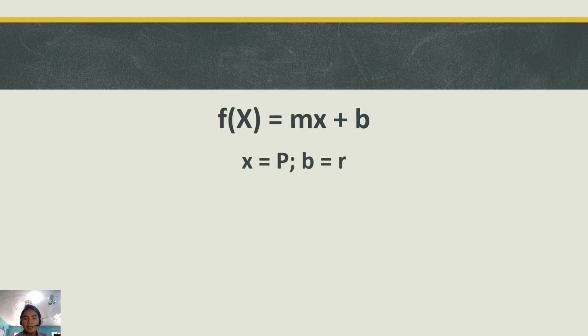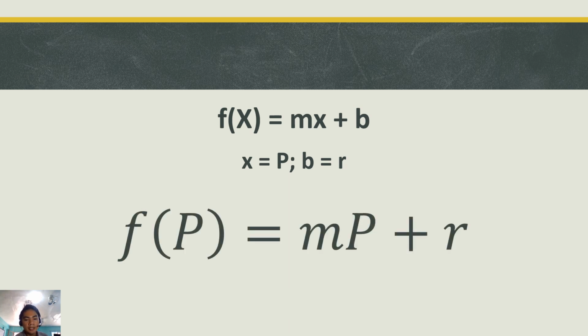However, all we need is a function that will satisfy those conditions. There are many possible functions, but the simplest that would satisfy all the points is a linear function. The form of the linear function is f of x equals mx plus b, wherein we are going to let x be P and b be equal to r. Now we have f of P equals mP plus r.